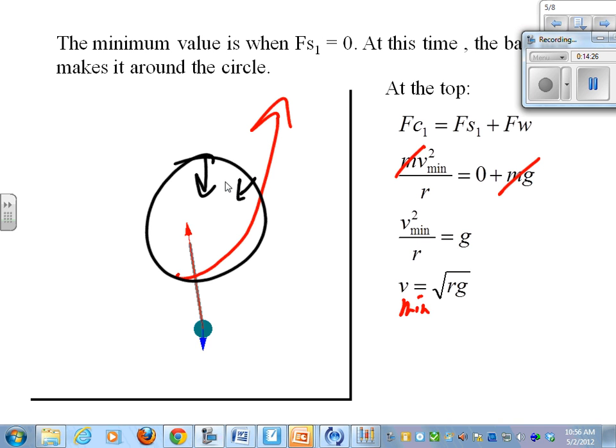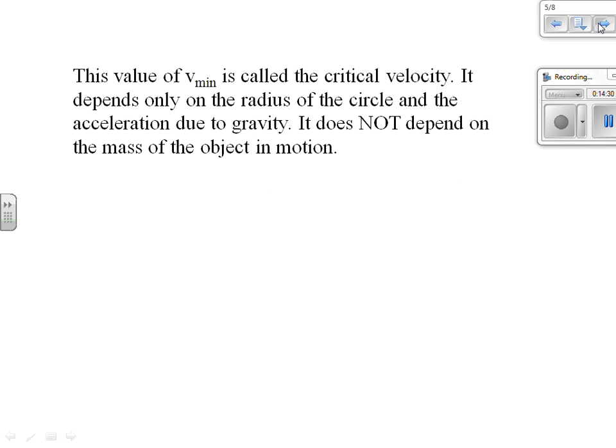Let's do some more math. The value of v min is called the critical velocity because if you're driving a car, it's pretty critical that you achieve that speed. What about at the bottom?